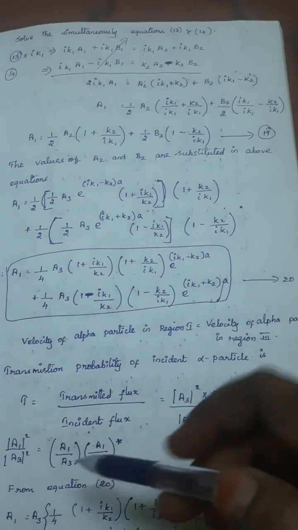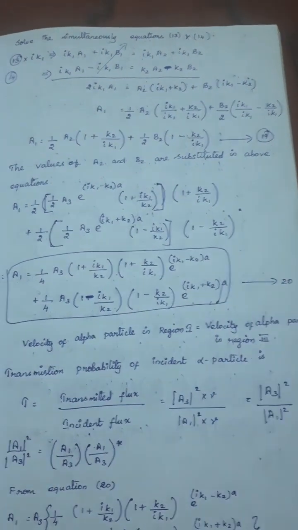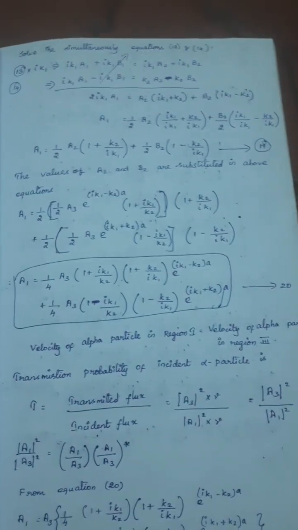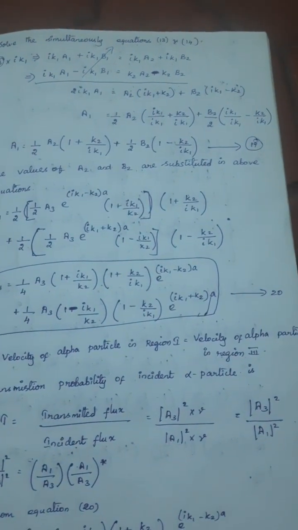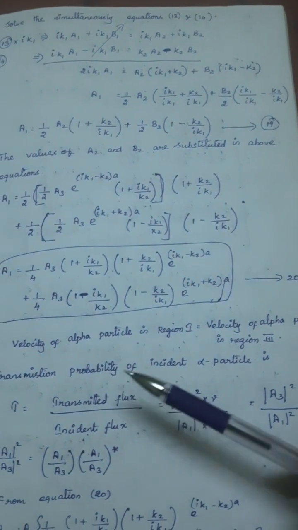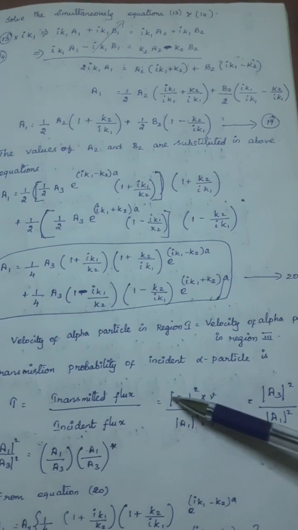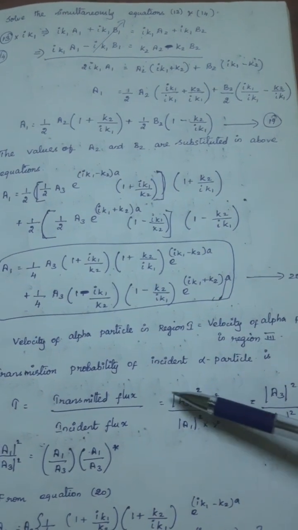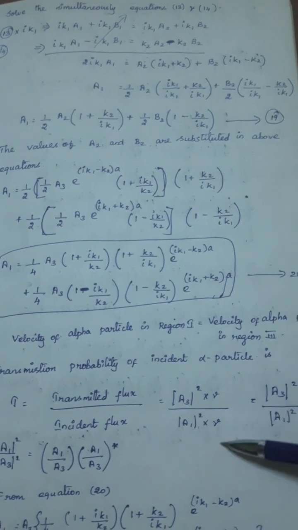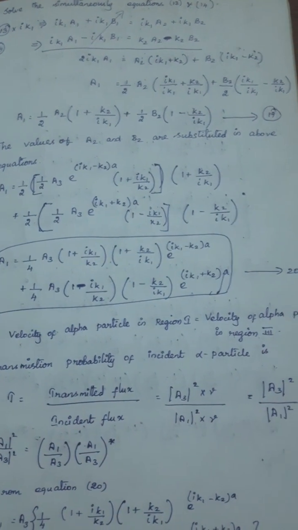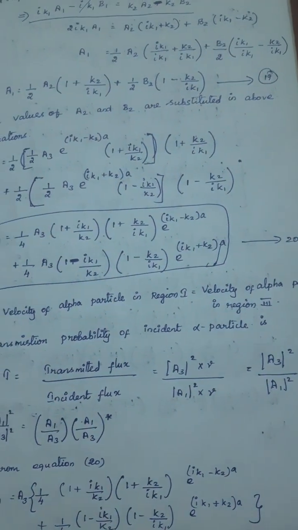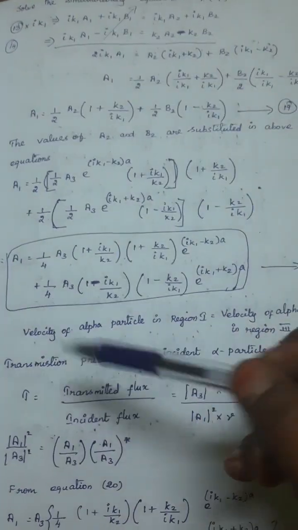This is our aim. So transmission is calculated by using the formula transmitted flux divided by incident flux, because both regions 1 and 3 have the same velocity. So we calculate the transmitted flux divided by incident flux. This is the formula: modulus of A3 squared into V divided by A1 squared into V, where V represents the velocity of the alpha particle. It is cancelled out, and simply it is A3 squared divided by A1 squared. Now we have used this formula.